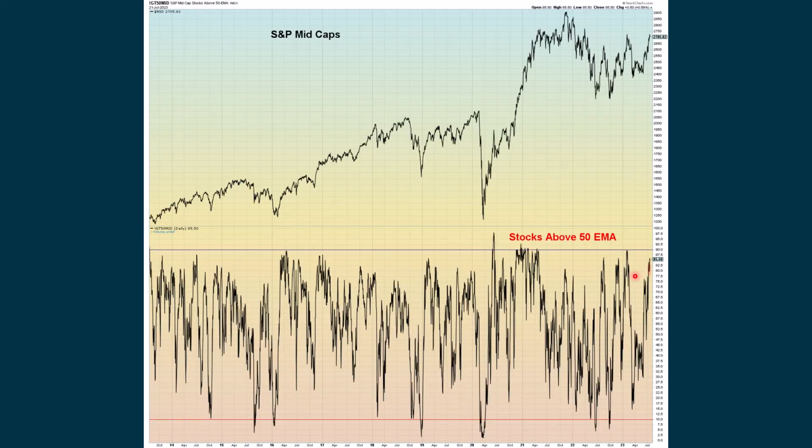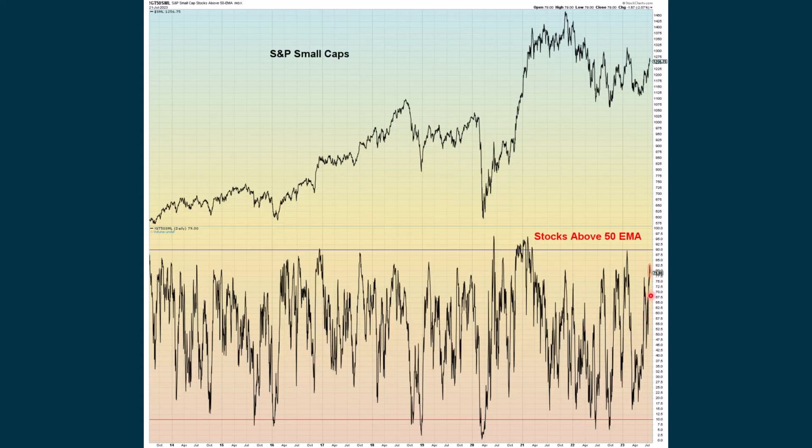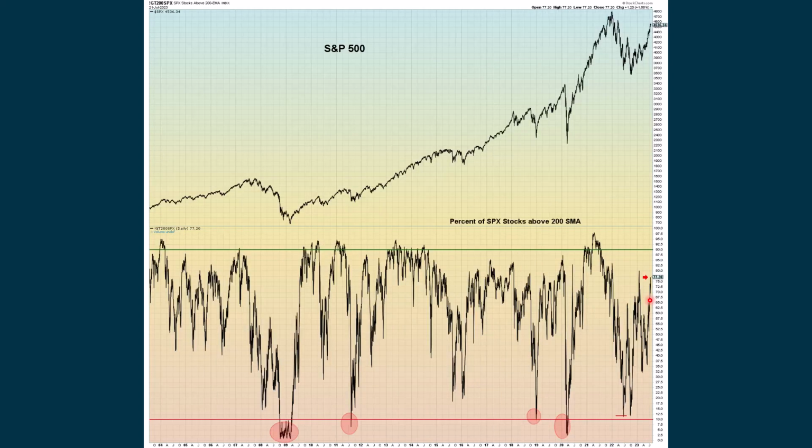We look at that same thing for the mid caps, stocks above their 50-period moving average. We are more positive. Then we look at the small caps, which are also positive, but not giving an extreme reading. We look at the percent of stocks in the S&P that are above their 200-day simple moving average. We use this like an oscillator too, and it's not giving us an extreme positive or negative reading right now. It's above 50 and advancing, so we would lean positive.